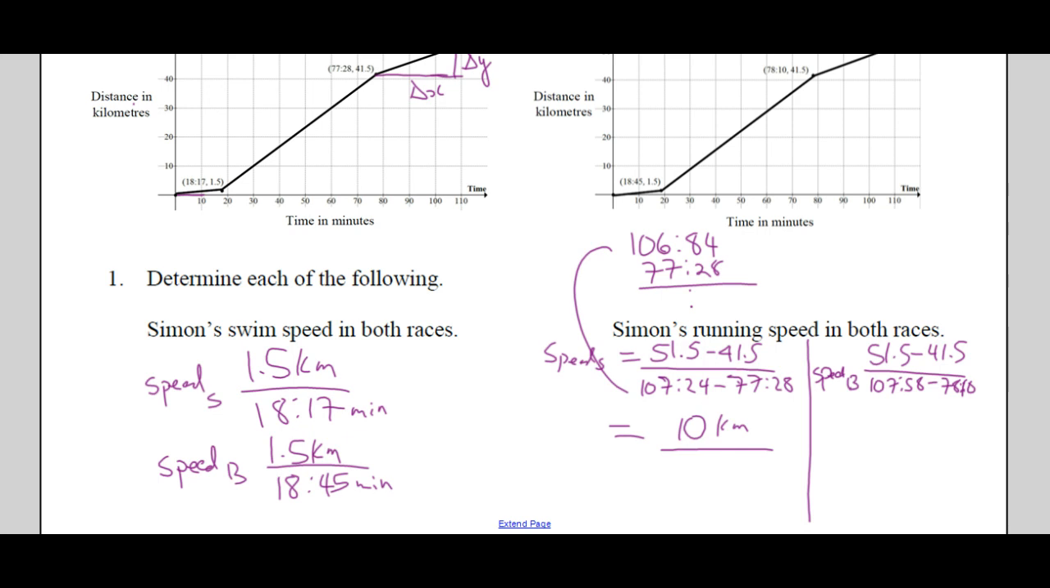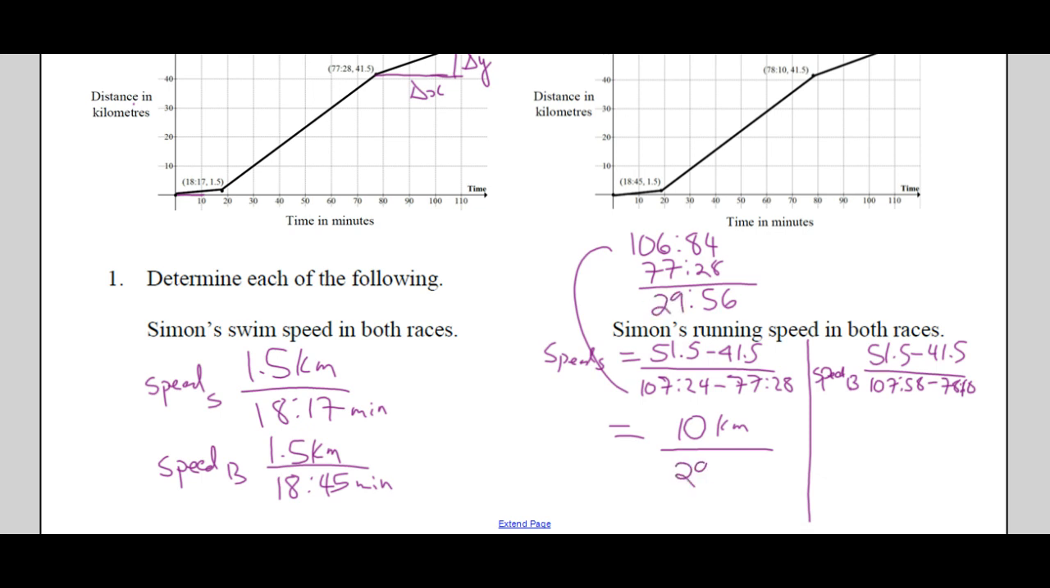Okay, so if I tried to write 107:24 minus 77:28, I can't subtract 28 from 24, right? So I borrowed 1 minute from here, and 1 minute is 60 seconds, so I added 60 to this. That gave me the 84. Okay, now I can subtract. So what's 84 minus 28? That's 56, right? So 56, and 106 minus 77 is 29.